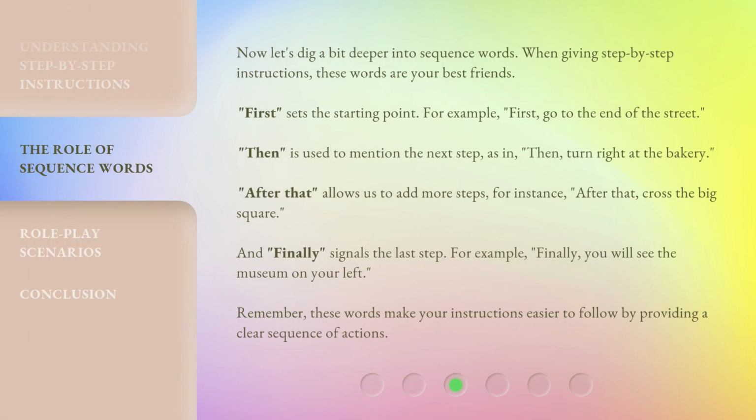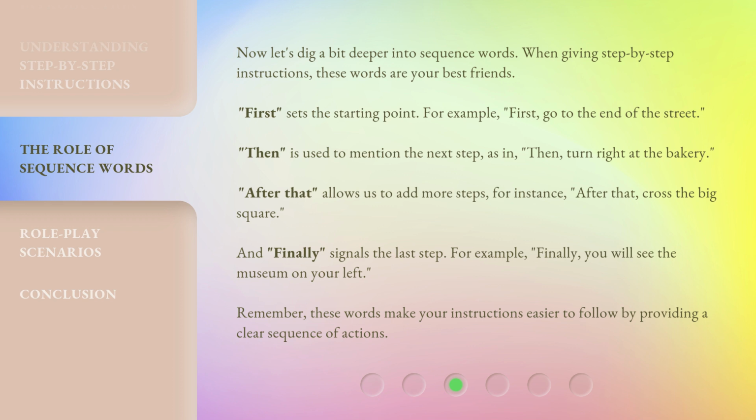Now let's dig a bit deeper into sequence words. When giving step-by-step instructions, these words are your best friends. First sets the starting point. For example, first, go to the end of the street. Then is used to mention the next step, as in, then, turn right at the bakery.